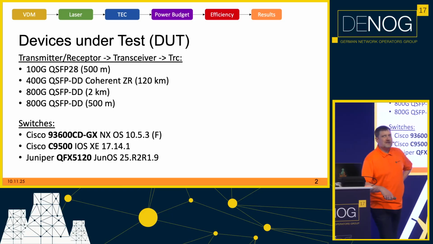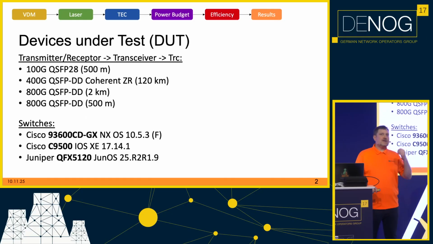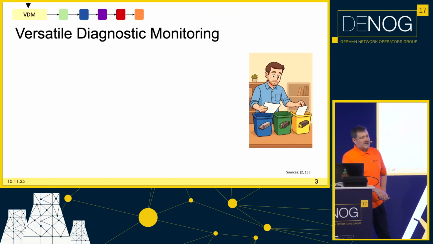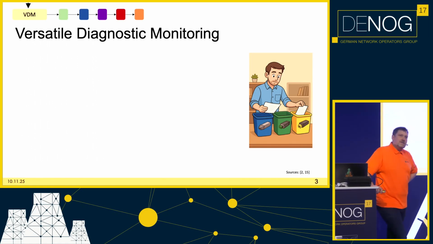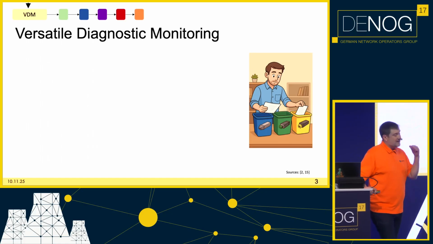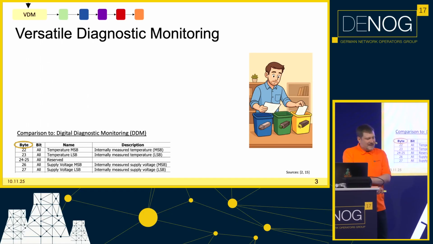These are the devices we had under test. Flex Optics produces transceivers, as we already mentioned, but we also had some switches, some candidates where we tested how they deal with the transceivers and if they really are able to save energy, or if they just let the transceiver run even though there's no link, it's not communicating. We'll look into this. But let's start with Versatile Diagnostic Monitoring, because if I want to find out more about the laser and DDM, I have to look into Versatile Diagnostic Monitoring. So we had to learn first what this exactly is.